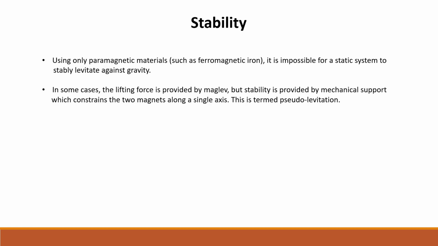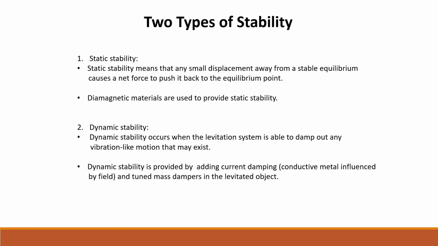And let's talk about stability. Using only paramagnetic materials such as ferromagnetic iron, it is impossible for a static system to stably levitate against gravity. In some cases, the lifting force is provided by magnets, but stability is provided by mechanical support, which constrains the two magnets along a single axis, for example a rod, and this is termed two-axis levitation. And there are two types of stability.